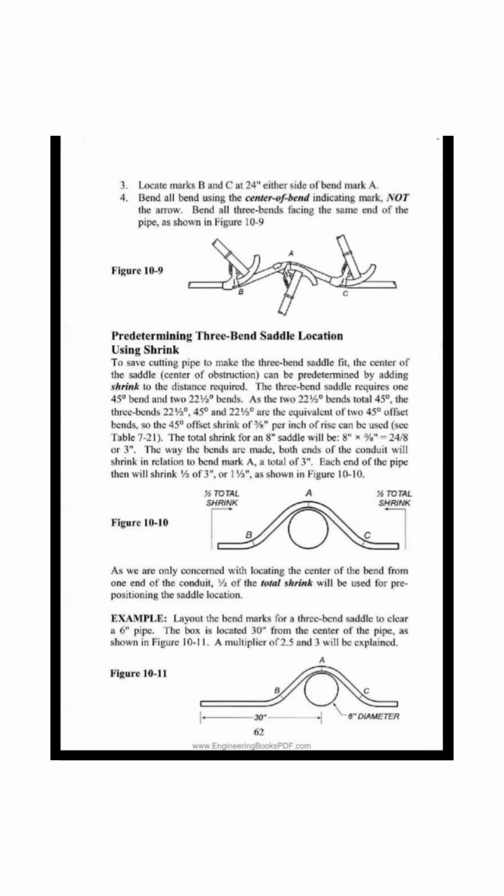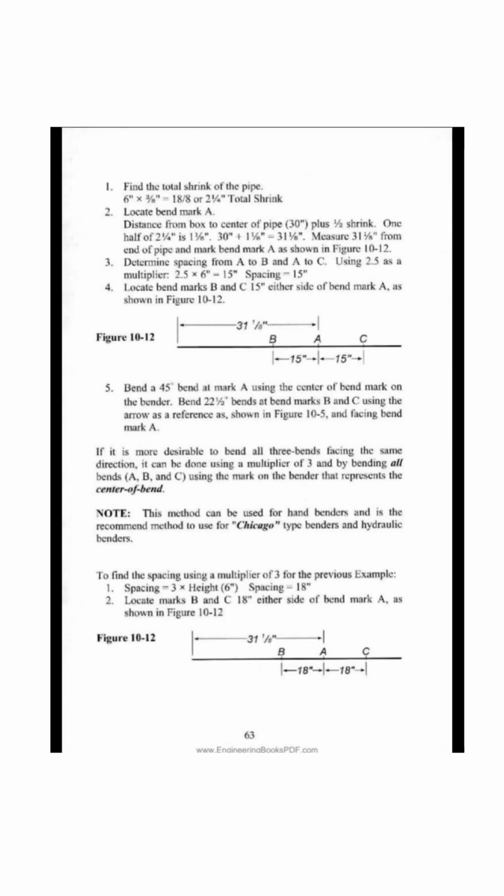Example. Lay out the bend marks for a 3-bend saddle to clear a 6 inch pipe. The box is located 30 inches from the center of the pipe, as shown in figure 10-11. A multiplier of 2.5 and 3 will be explained. 1. Find the total shrink of the pipe. 6 inches times 3/8 equals 18/8, or 2.25 total shrink. 2. Locate bend mark A: distance from box to center of pipe, 30 inches, plus 1/2 shrink. 1/2 of 2.25 is 1 1/8. 30 inches plus 1 1/8 equals 31 1/8. Measure 31 1/8 from end of pipe and mark bend mark A, as shown in figure 10-12.